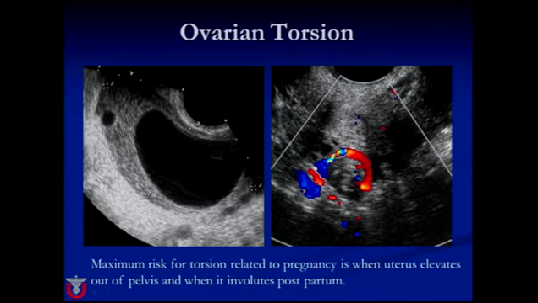Ovarian torsion happens in pregnancy at 2 times. The first is when the uterus ascends out of the pelvis and rotates an adnexal mass on its way out. The second is after delivery, the uterus has to involute and go back down into the pelvis, and that's the second time when an adnexal mass may twist as the uterus involutes and goes down back into the true bony pelvis. Same characteristics as you see in the non-pregnant patient. This is an enlarged ovary with stromal edema and peripheral follicles. And here's the whirlpool sign of the rotated vessels of the torsion itself.